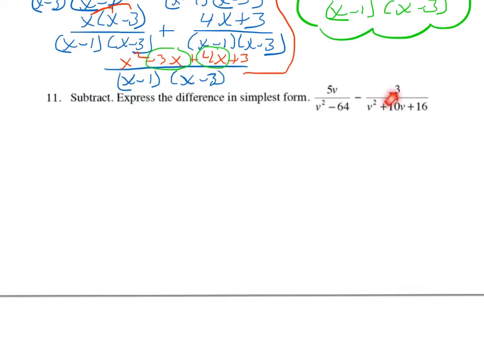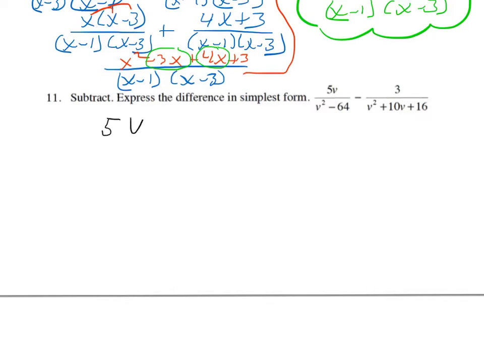Up here, nope, can't factor that. This here, I have a trinomial. Is there a greatest common factor? No. Are there factors of 16 that give me 10? That's a good question. How about 8 and 2? Yes, that gives me 10. So we have our plan here, so let's go ahead and factor this.